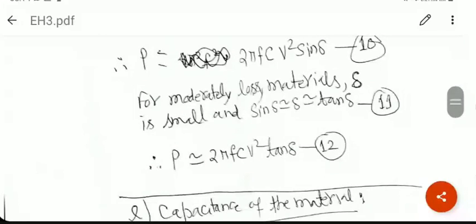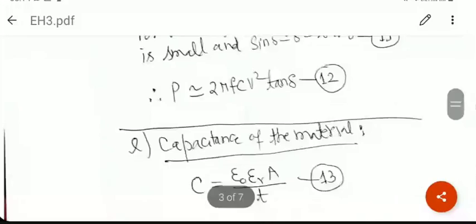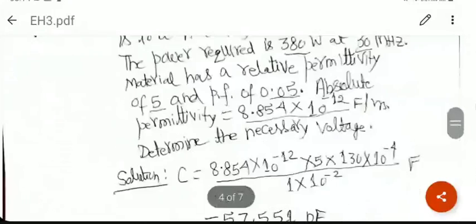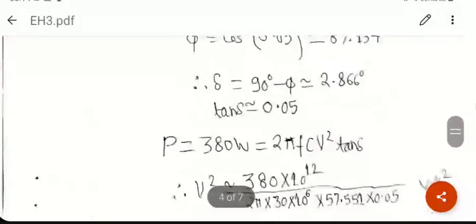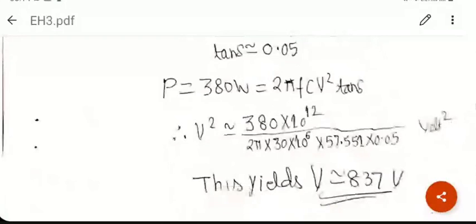You know frequency, you know capacitance, you know power, you know tan delta. The objective is to calculate the applied voltage that would be required. P is given as 380 watts. Substitute all the values carefully. This is a reasonably complicated calculation, so be careful. The answer you get is actually V square, and you have to take square root of that to get the voltage.